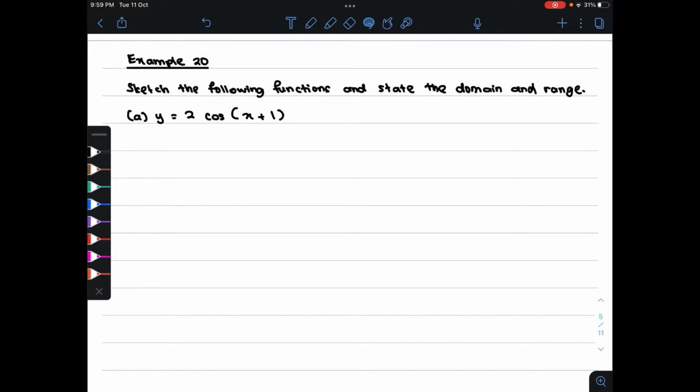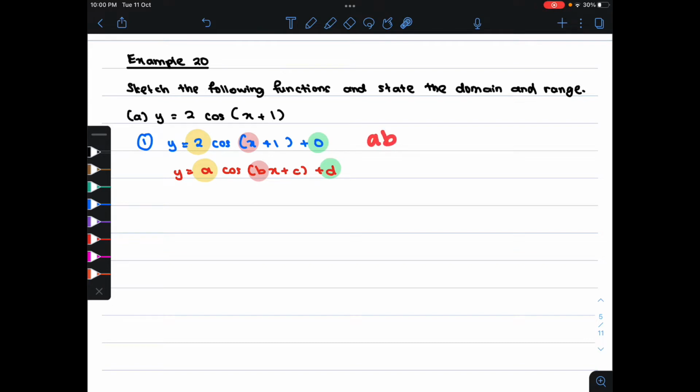Let's look at example 20, question A. This time we have a cosine graph. So for cosine, the steps are exactly the same as sine graph, except that the basic shape of the cosine is different. That's all. All the other steps are the same. So here you can see that we're gonna have plus 0 at the back, so that will be our first step. And we can see that A is 2, B is 1, and D is 0.